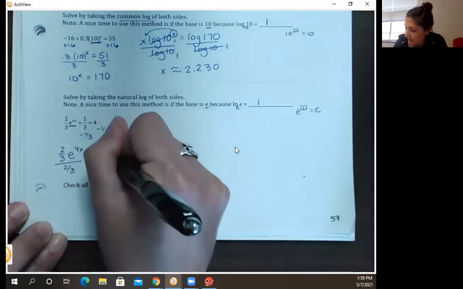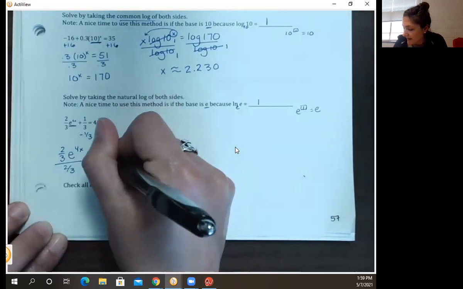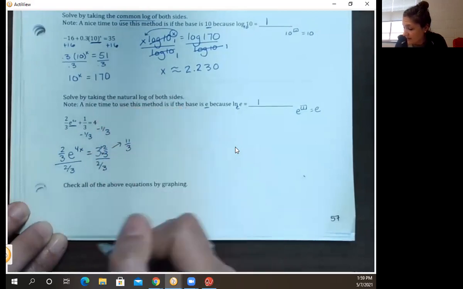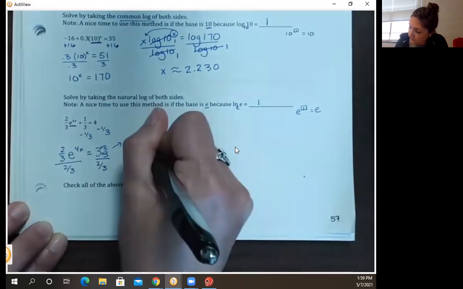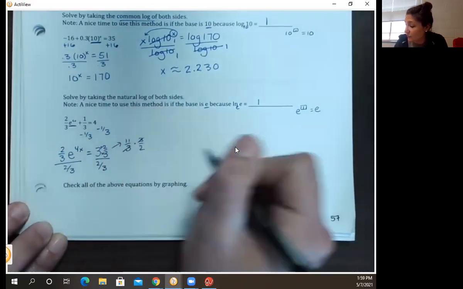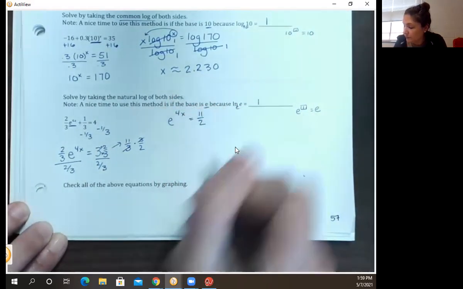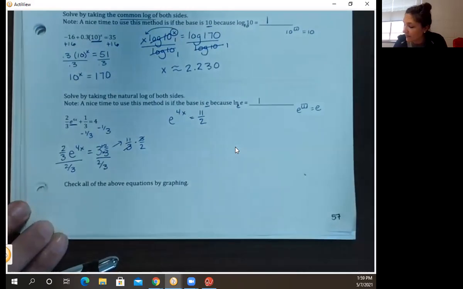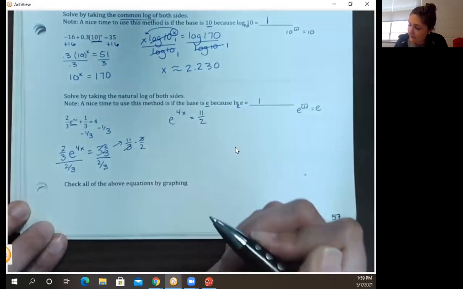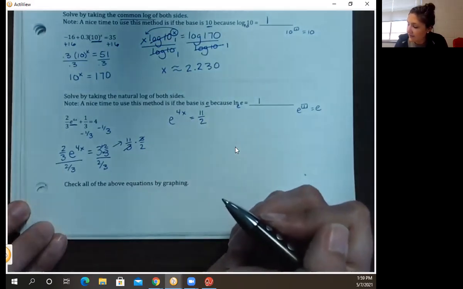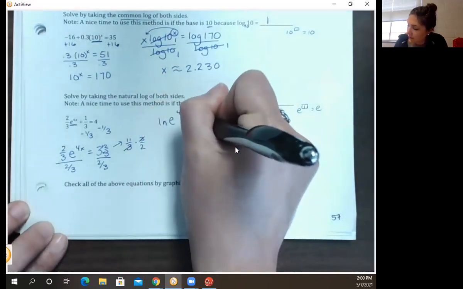To simplify over here, I'm going to change this to an improper fraction. So this would be 9, 10, 11 over 3. And then when I divide by a fraction, we know that we multiply by the reciprocal. So I would get 11 over 2. e to the 4x equals 11 over 2, or 5.5, if you like the decimal better. And now that I have the base for my exponent by itself, I'm going to take the natural log of both sides. So natural log and natural log.